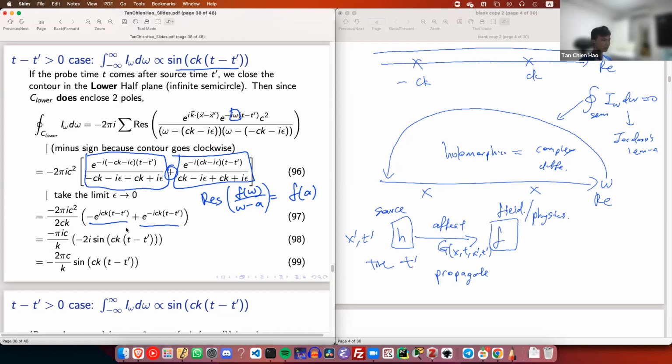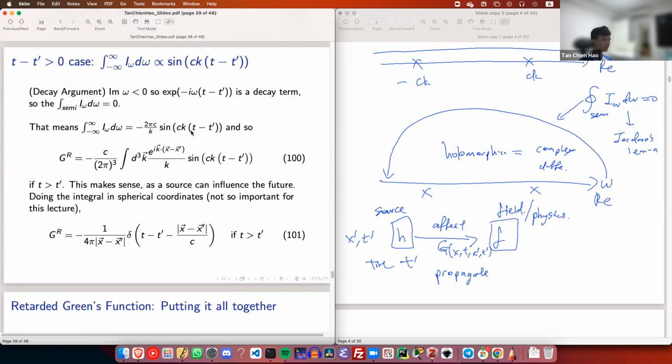We can see that they are not complex conjugates, they are minus complex conjugates. So they pick up the 2i sine, and that gives us this. So we know that the integral over omega gives me this, the full retarded Green's function. And all that remains to do is to do this integral in spherical coordinates. Remember, this is an integral over three coordinates. If we do that, we actually obtain this expression.